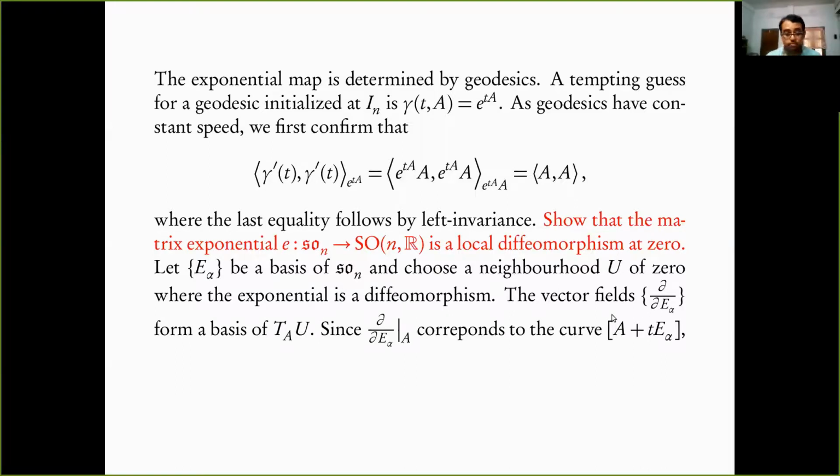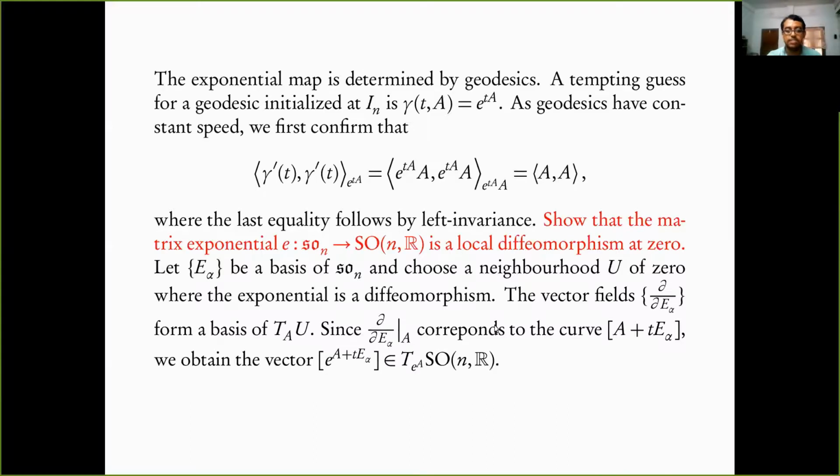So what we really want is to basically compute, let me just skip this remark for the moment. What I'm trying to say here is this d by d alpha at the point A really corresponds to the curve A plus t alpha, where E alpha is a basis. Anyway, that's not too important.